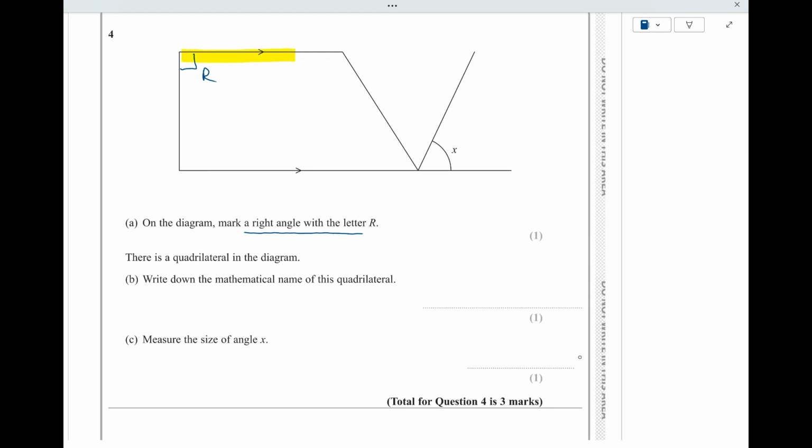Right, where's the four-sided shape? Here it is. It's this shape here, isn't it? That is the quadrilateral in the diagram. And what shape is that? It is a trapezium, because it's got one pair of parallel sides.